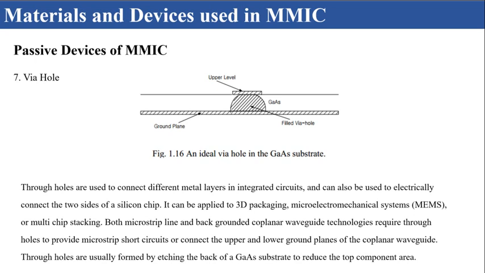Both microstrip line and backgrounded coplanar waveguide technologies require through holes to provide microstrip short circuits or connect to the upper and lower ground planes of the coplanar waveguide. Through holes are usually formed by thinning the back of the gallium arsenide substrate to reduce the top component area.